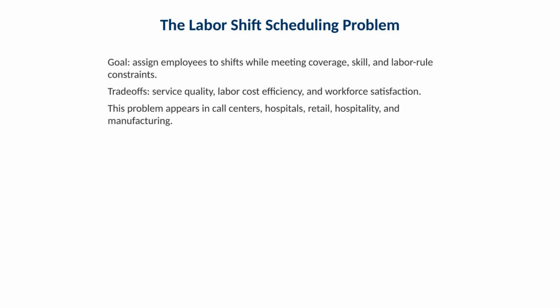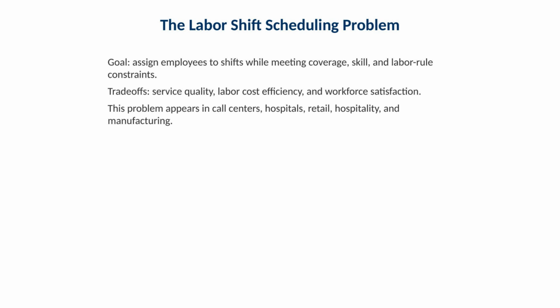Labor shift scheduling looks simple at first. Just put people on a calendar. But in real operations, it is one of the most constraint-heavy decisions you can make. The core goal is to assign employees to shifts, so the operation is fully covered, skills are present where needed, and labor rules are respected, all while controlling cost.